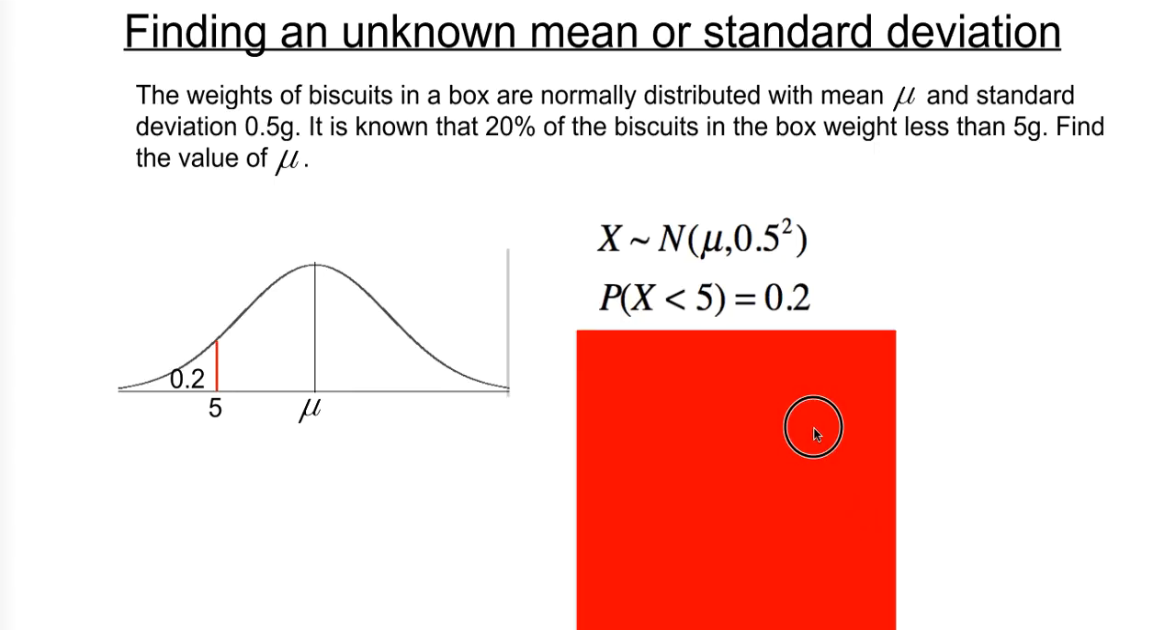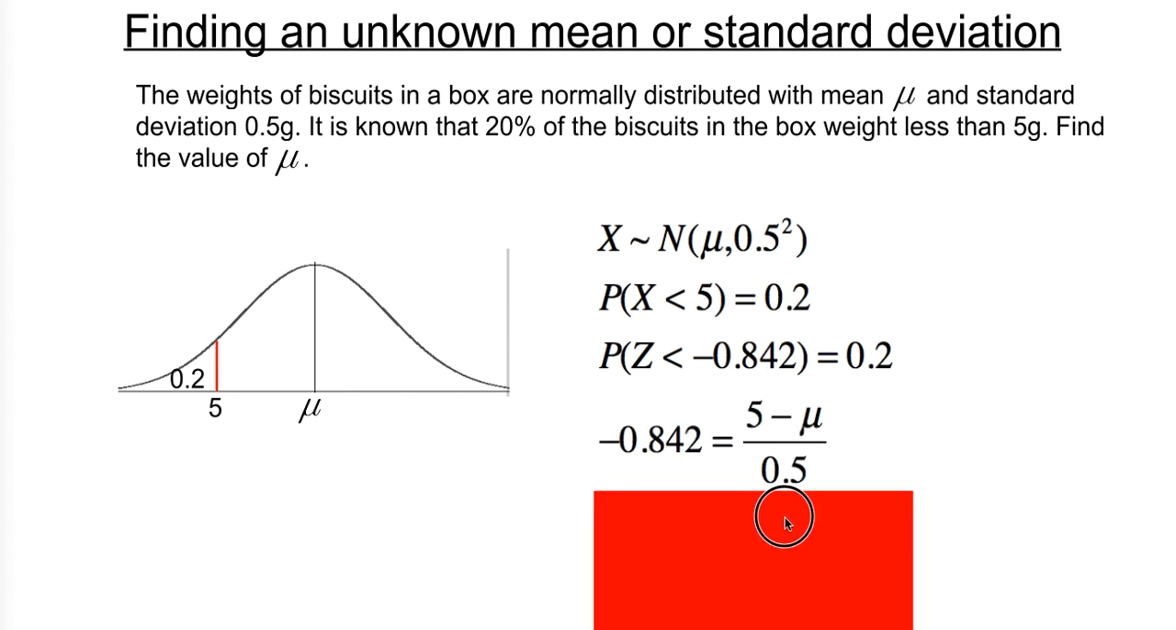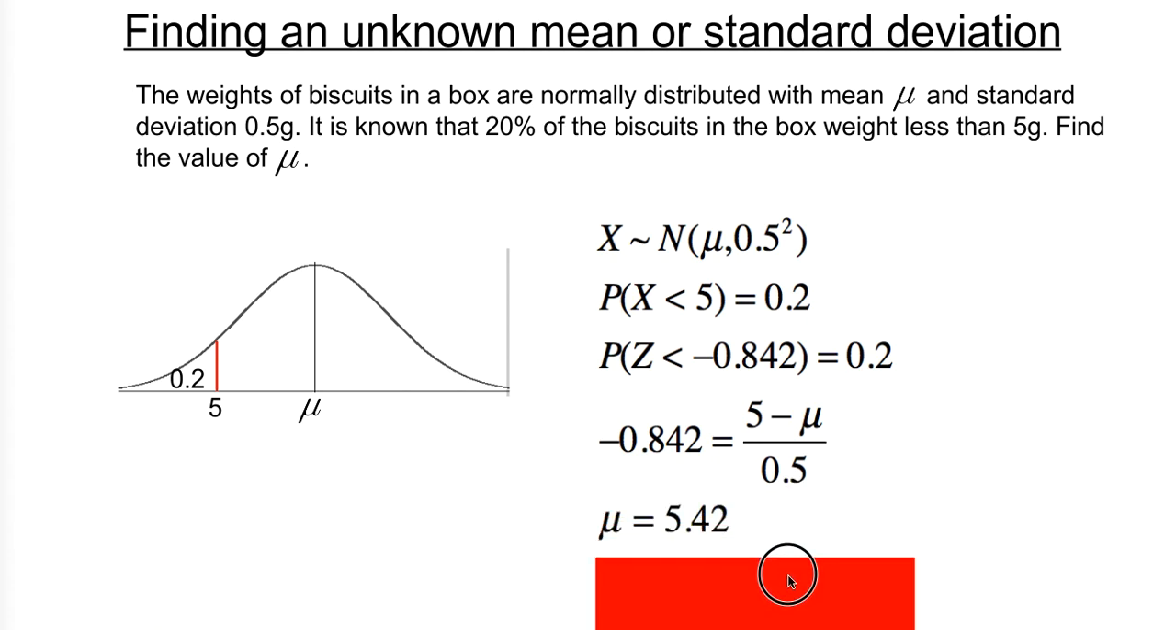So what we'll now do is, having found and stated that value, we'll put it into that formula. So the z value is equal to the x value minus the mean divided by the standard deviation. If we rearrange and solve, we'll get that mu therefore is equal to 5.42, which, as we said at the start, we were expecting to get a value that was more than 5, but not by a huge amount given the standard deviation is so small at 0.5.